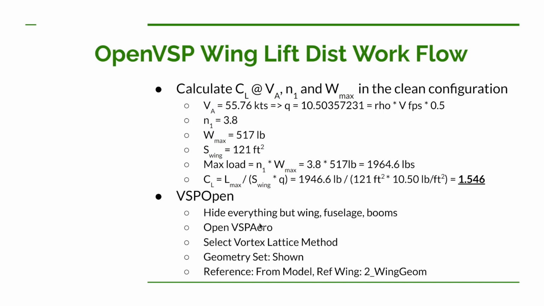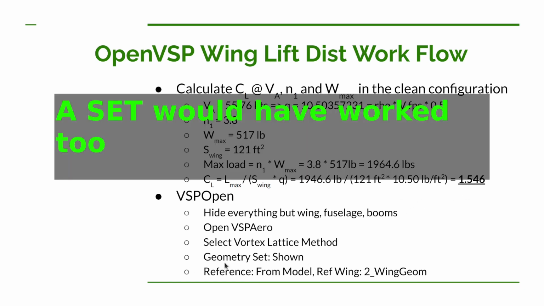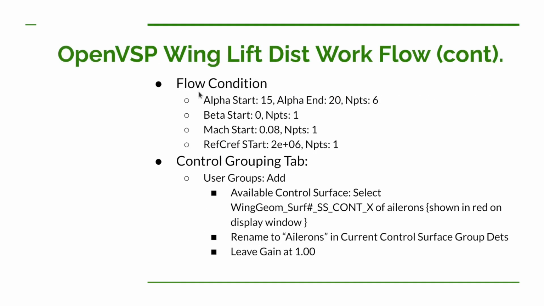And then we're going to go into VSP Aero and we're going to use the vortex lattice method for our method of figuring out a coefficient of lift. We're going to tell it to use the shown geometry in its calculations. And for our flow conditions, I know that the angle for maximum coefficient of lift is somewhere between 15 and 20 degrees. So I'm going to use 15 to 20 at 6 points.